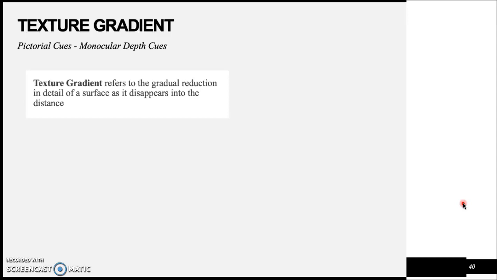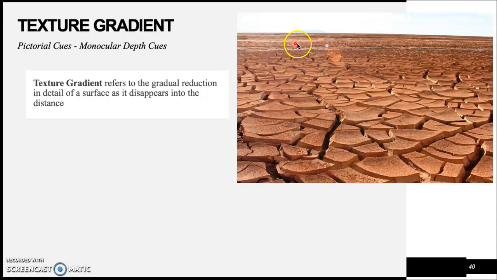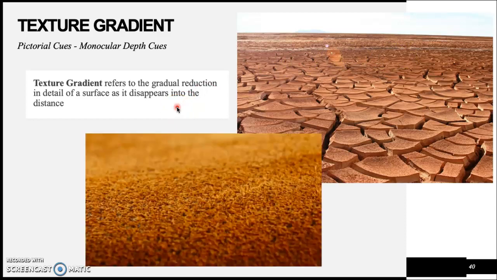Texture gradient is looking at the texture, the detail of the surface, and the gradual reduction of that detail as it goes into the distance. So here you can see a lot of detail in this picture, lots of cracks. As we get back here, it's just sort of a colour that you'll see. So the texture, the detail of that surface disappears as it goes further into the distance. Same with our sand here. We're getting lots of little dots, lots of focus. We can see each individual grain and it just becomes a blur as we get further into the distance.